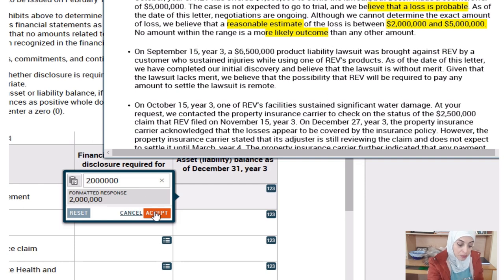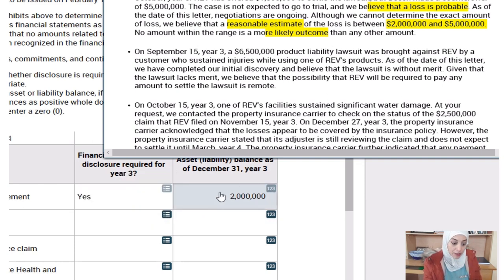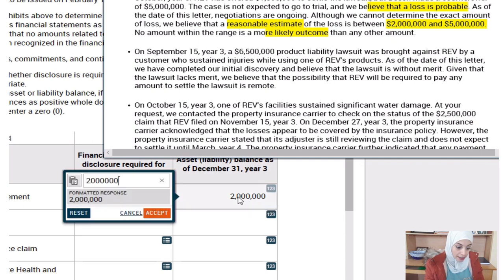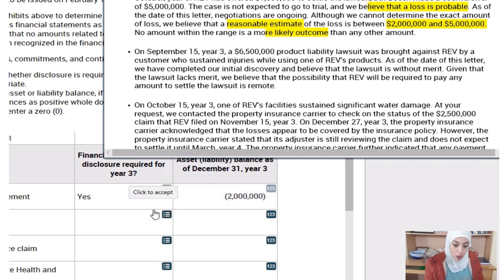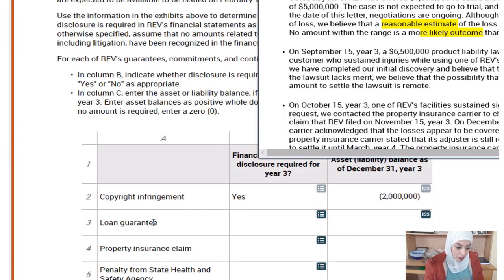Very important, put here the minus because it's a liability. It's a liability that we should pay. So put here accept, and you will see that the number is formatted automatically. Okay, let's go to the next question quickly.